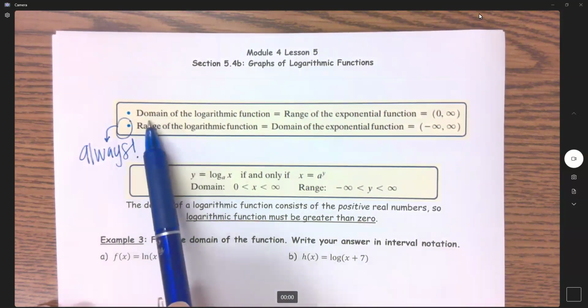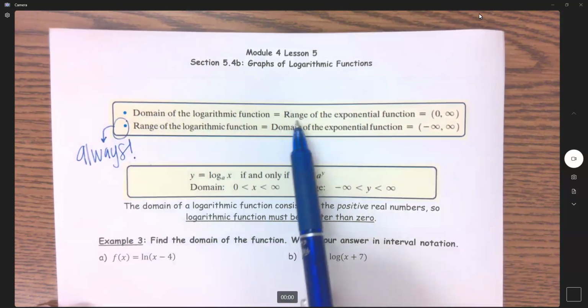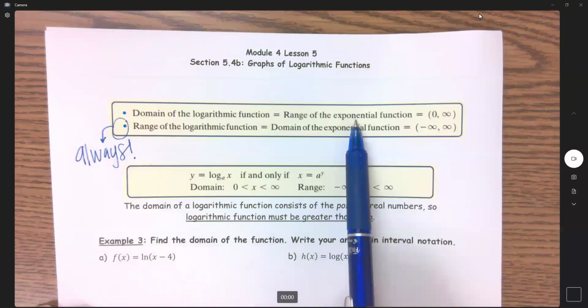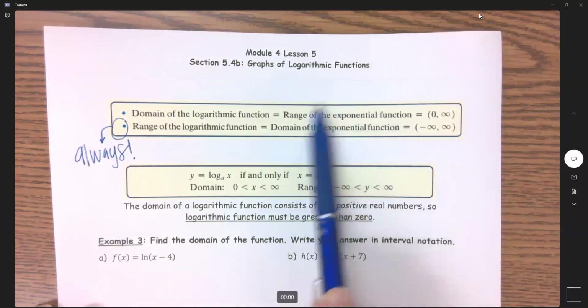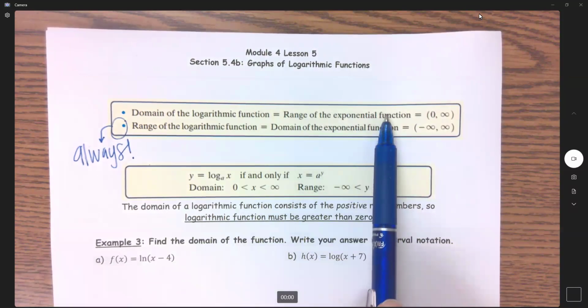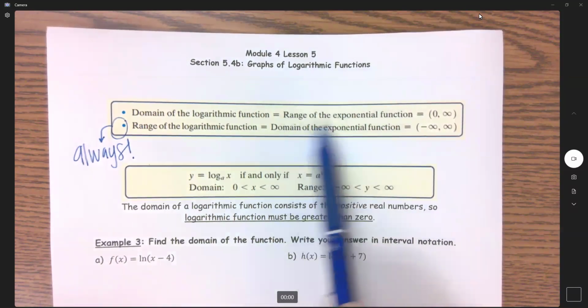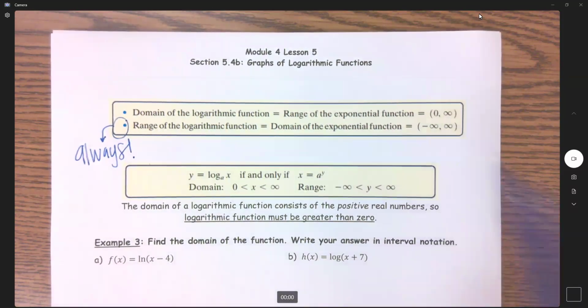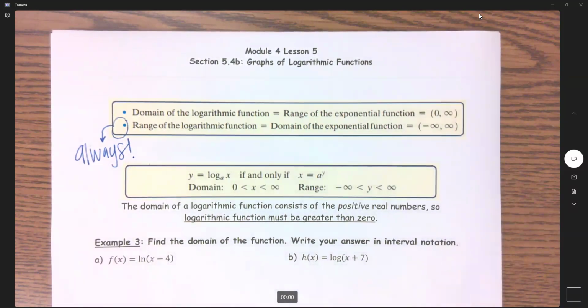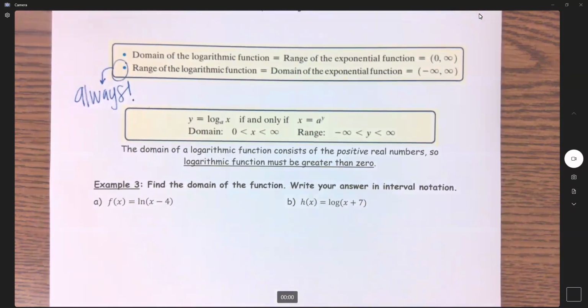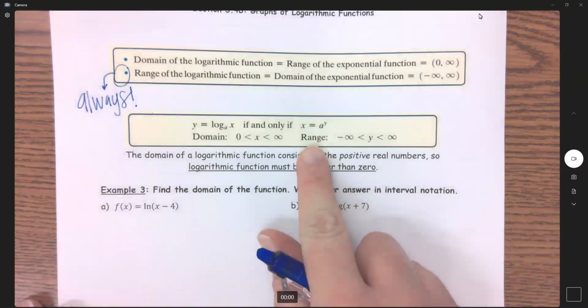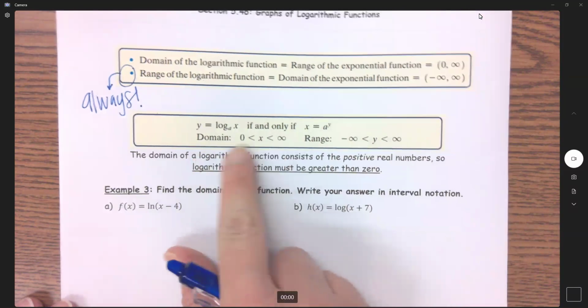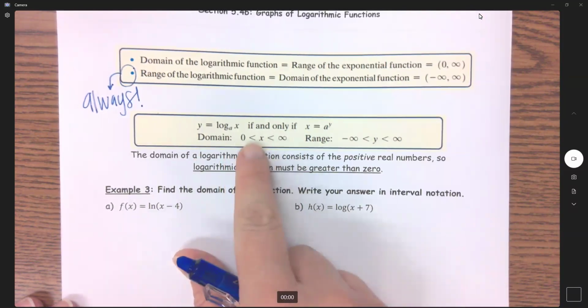We also discovered that the domain of your log is the same as the range of your exponential. Now, because your exponentials have a horizontal asymptote, it puts a restriction on that range. Because the range is the same as the domain of a log, we have a restriction on that domain as well. So in this video, we're going to discover how to find the domain of a log by just looking at it. Range, not a problem, but the domain we've got to be careful with.